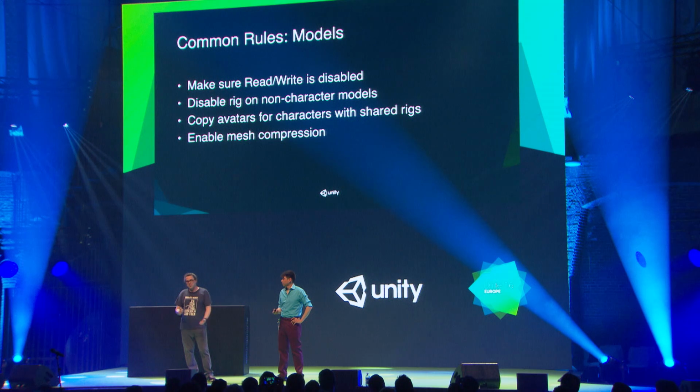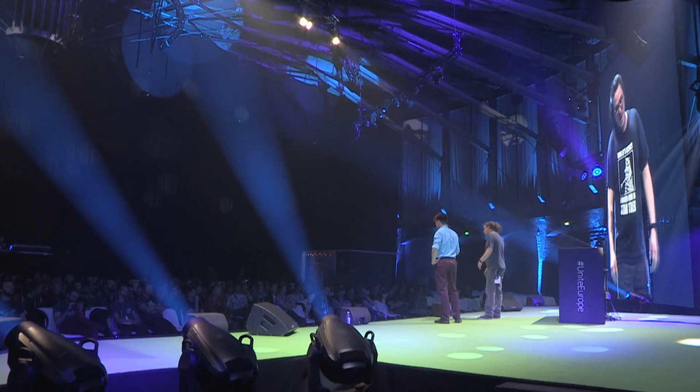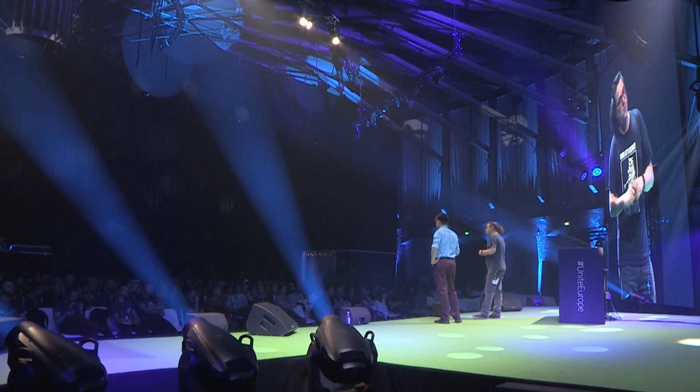Now, models, again, make sure read-write enabled is disabled. This is on by default on every mesh you import. So if you've not changed this in your project, you can go away, turn this off, and save half of your mesh memory on mobile. The only caveat to this is it needs to be on if you're using mesh colliders. PhysX needs that ability for generating the mesh colliders at runtime. So if everything isn't changing and you're not using mesh colliders, go away, do that, and save a bunch of memory.